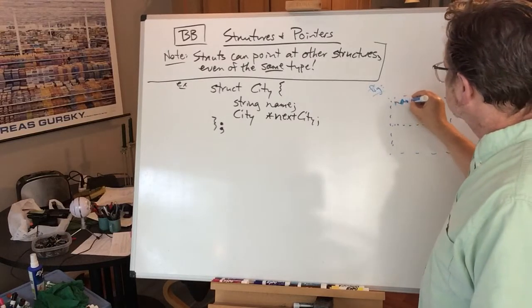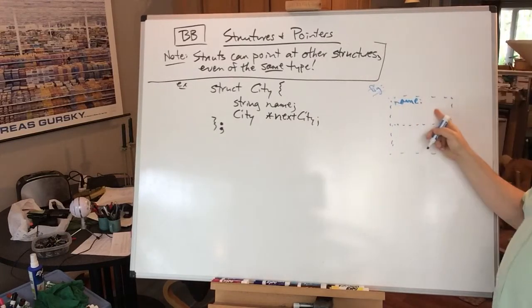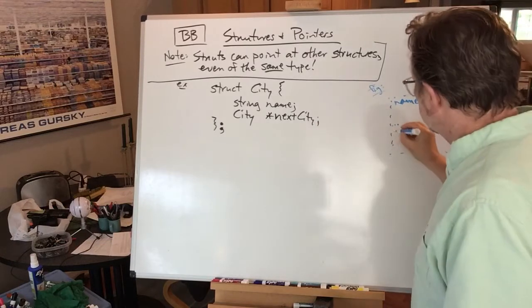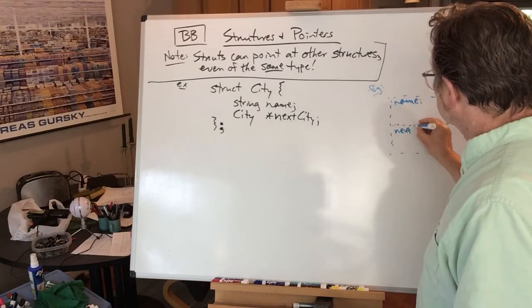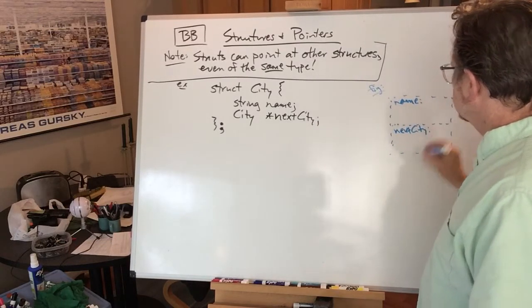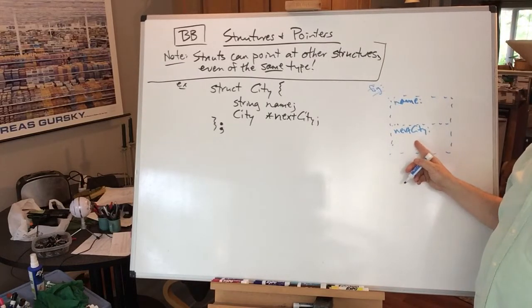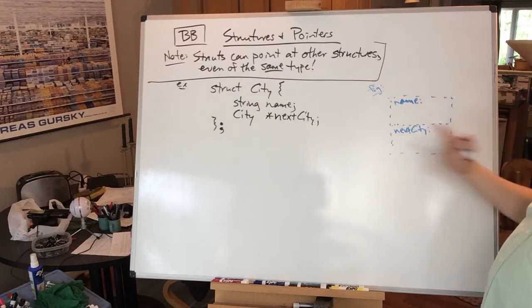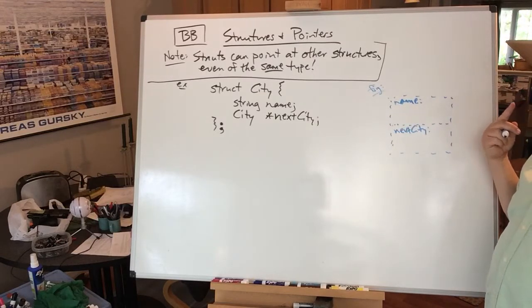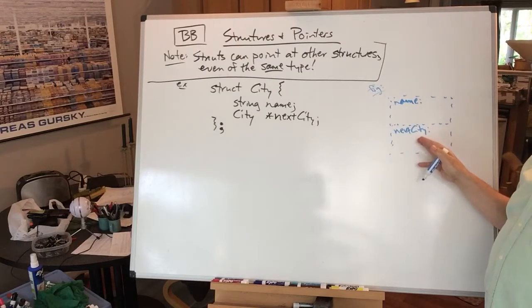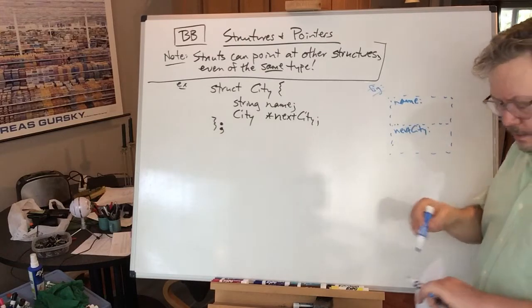Name, colon. That's this. That's going to be a string, the name of the city, Memphis or Washington or New York, whatever. This is the weird one. Next city. Next city itself will be a pointer. A pointer, which is a hexadecimal address that points at another city structure somewhere else. So it doesn't really have a value we could use directly. It tells us where another city lives in memory, if we think of it that way.